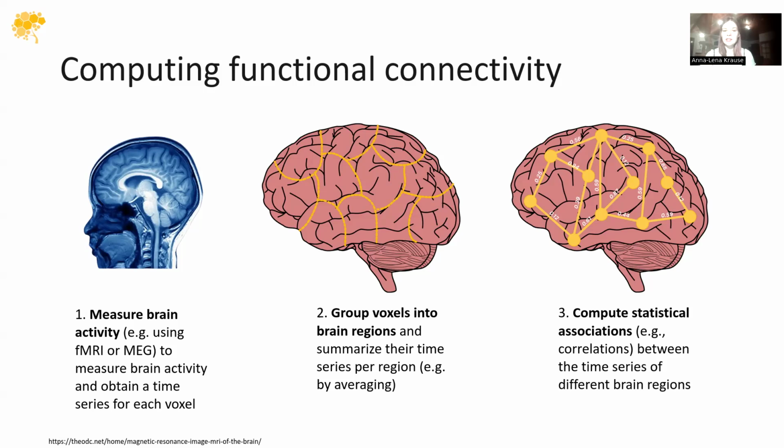And then when we have one time series per brain region, we can compute statistical associations between these different time series for each brain region. And the result is going to look something like that, or at least it can be represented like this picture on the right, where we can see an image of a connectome, where these nodes are the brain regions, and the lines between them are their connections, and the white little numbers are the strengths of their correlations.